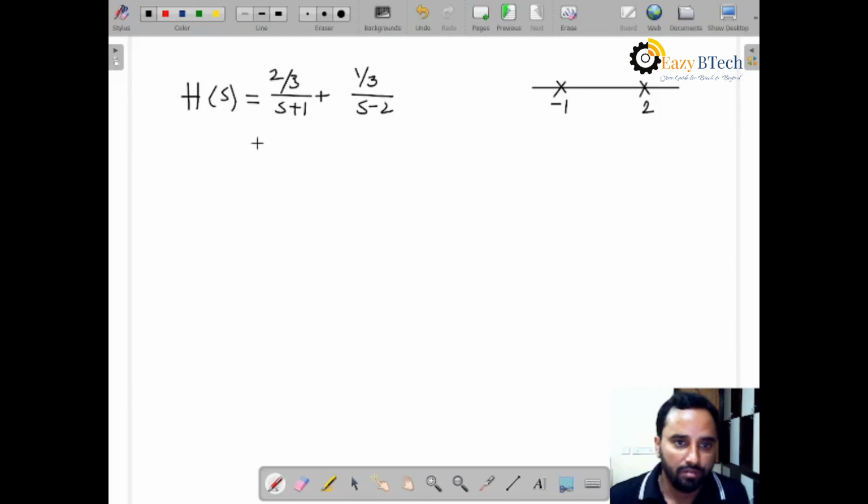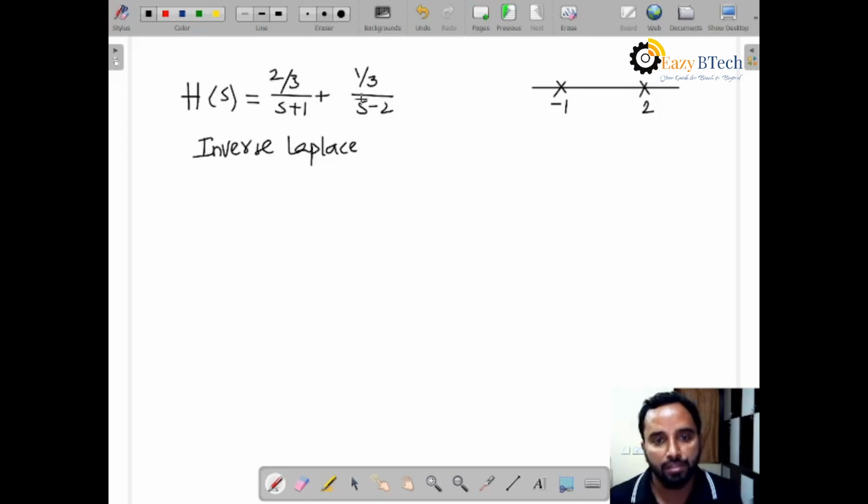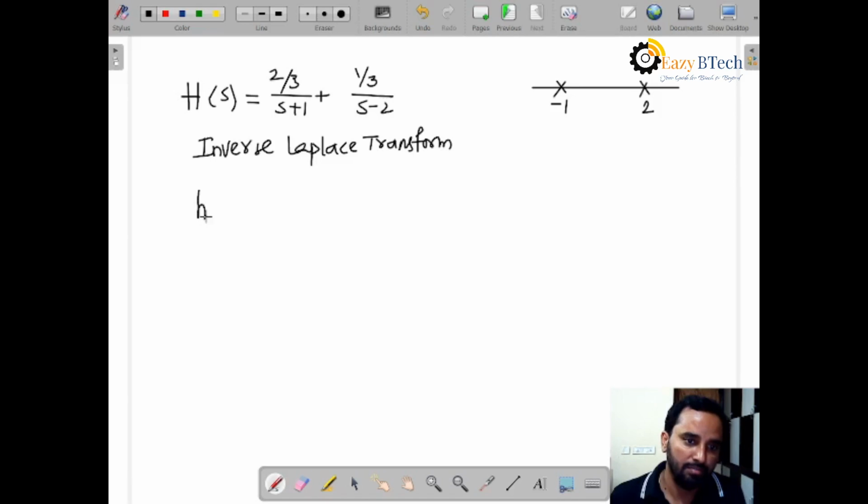Now we can write the inverse Laplace. We can apply inverse Laplace now, because we have the format 1 by s plus a and 1 by s minus a. So for that we know the inverse Laplace transform. By applying inverse Laplace, H of s will become H of t.